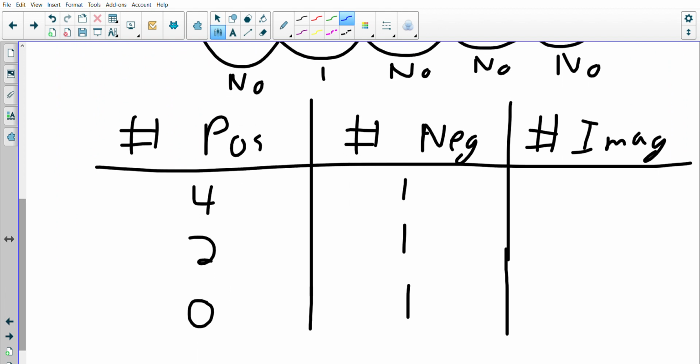So we have 4 positives, 1 negative. That means if that's the case, there are 0 imaginary. If there are 2 positives and only 1 negative, that means there would have to be 2 imaginary. And if there are 0 positives and 1 negative, that means there would have to be 4 imaginary. Okay, so and if you add up across, it'll always equal 5. So that's what we're looking to do.